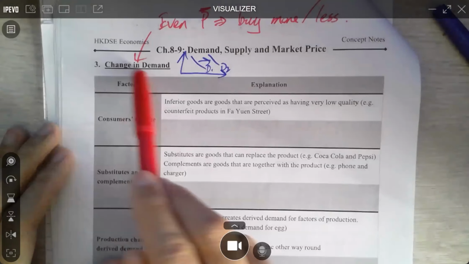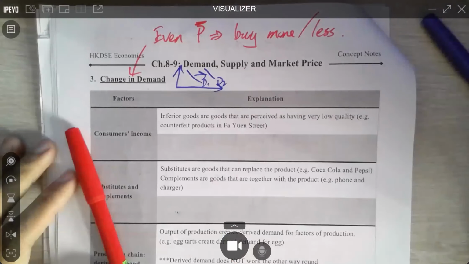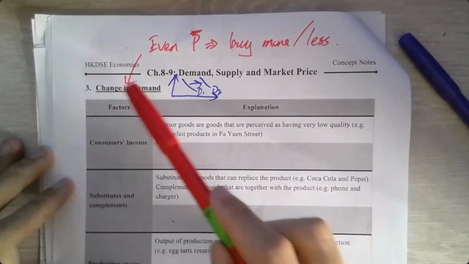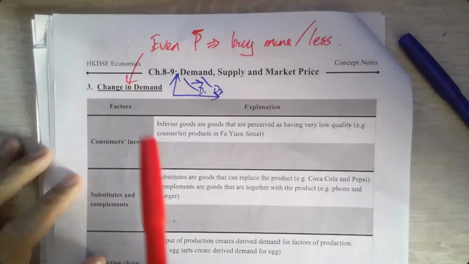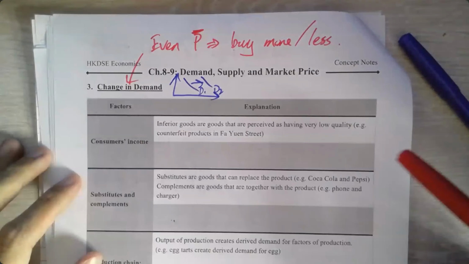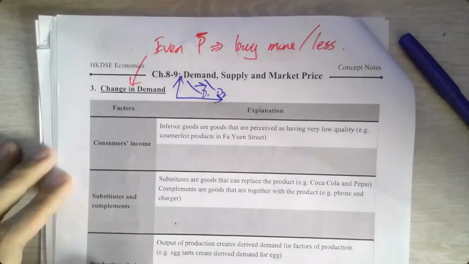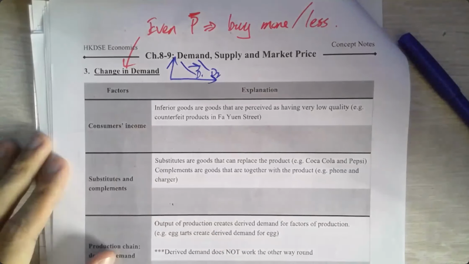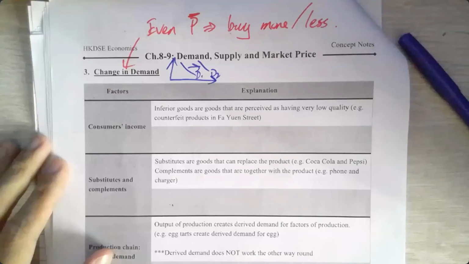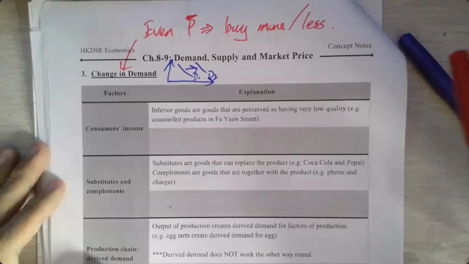These are the other factors. Remember we talked about in the law of demand, other factors are always kept constant, right? So when will demand change? When other factors are not kept constant. When other factors don't stay constant, the whole curve shifts. So here are some of the examples.